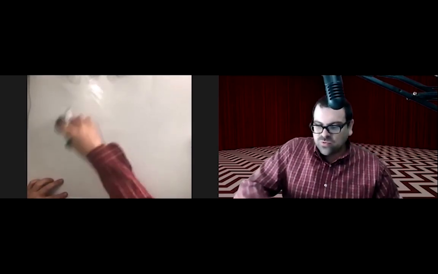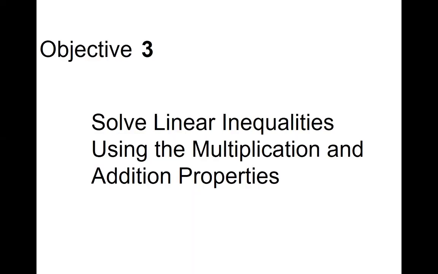So what's the special rule? What are the ones that we can't solve like that? The third objective in this topic. Solve linear inequalities using the multiplication and addition properties. So not just the addition property, now also the multiplication property.